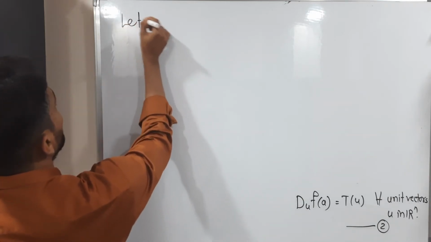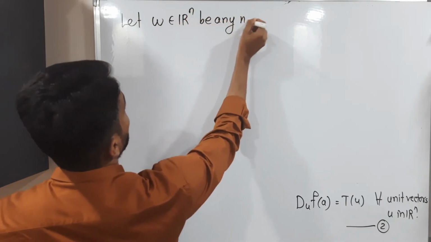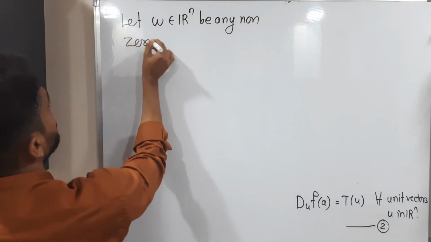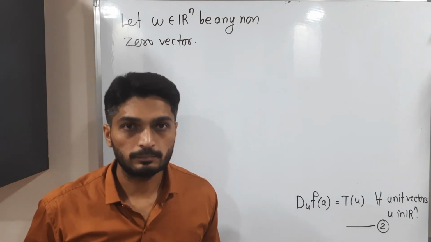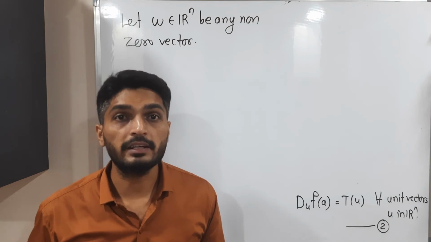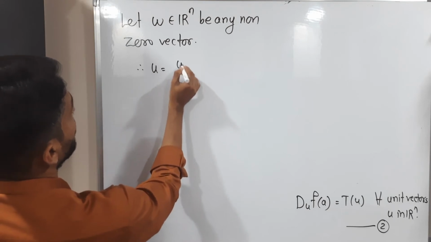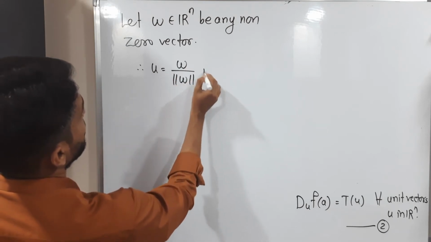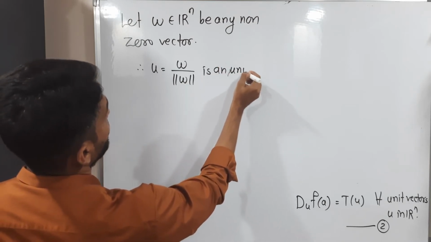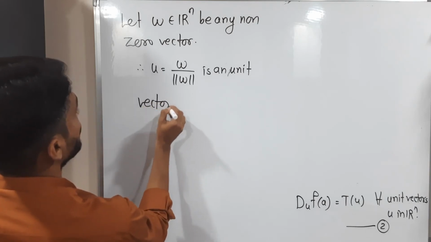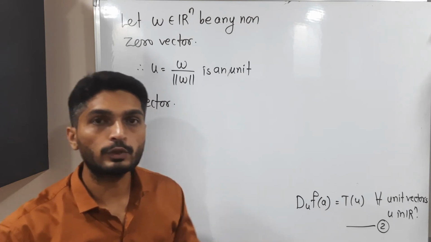Let w belong to R^n be any non-zero vector. If you have any non-zero vector, we can find the corresponding unit vector by dividing it by its norm. So therefore, u is equal to w upon norm w, a unit vector. If you divide any vector by its norm, 100% we will have a unit vector. So therefore u is a unit vector here.